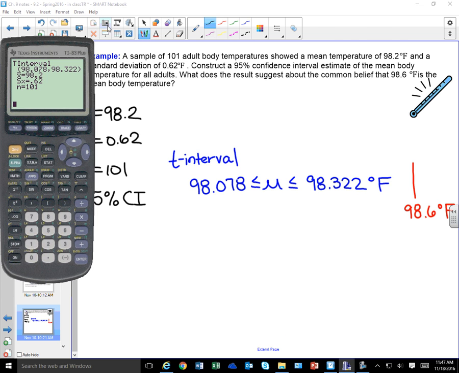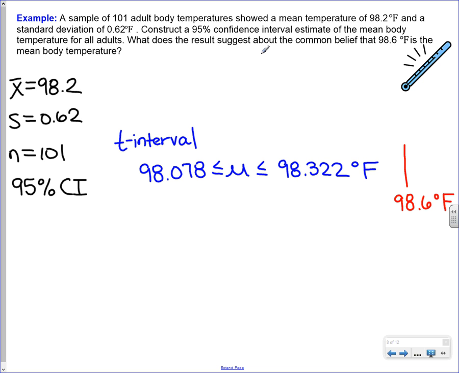And then this one asks a little further. It says, what would this interval tell us about the belief that 98.6 is the mean body temperature? Well, because this entire interval is below 98.6, that would make us believe that maybe 98.6 is not the true body temperature. So there's basically two possibilities.